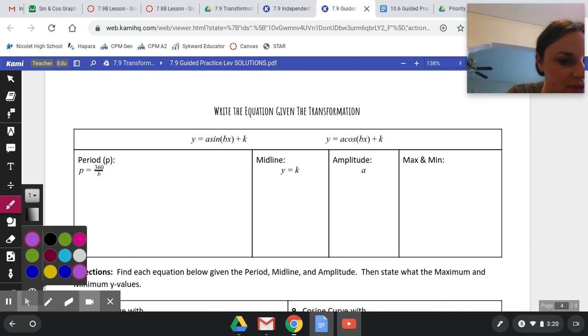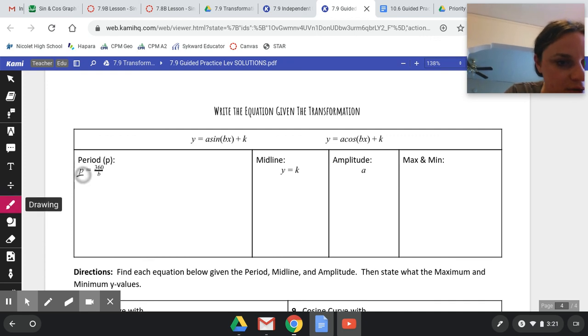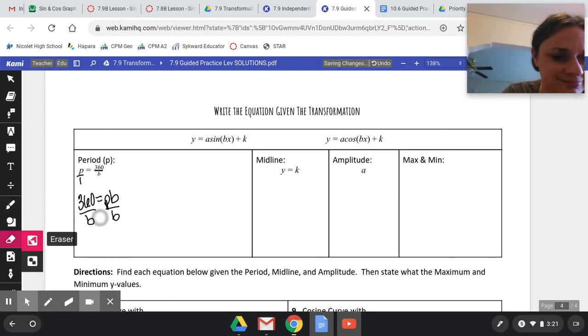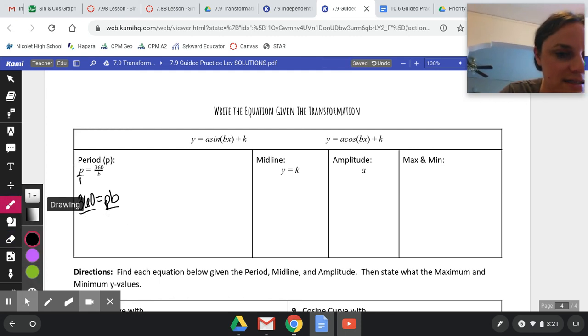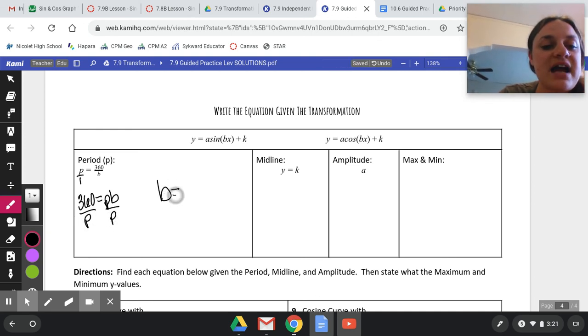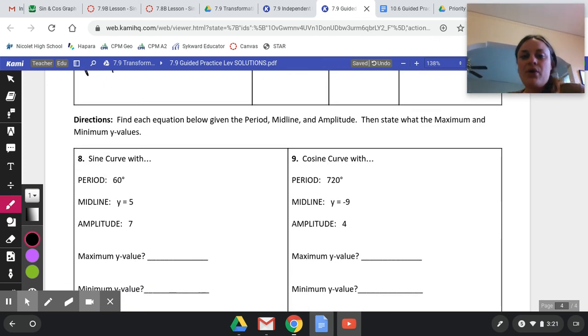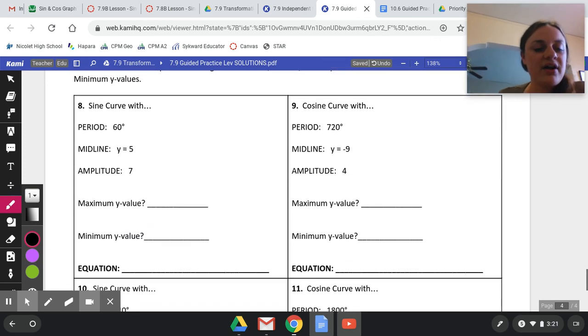If I were to just put the P over 1, I would get 360 equals PB. I want to solve for b because that's what I'm going to use to write my equation. So divide by p because I want to get b by itself. So my b value is actually equal to 360 divided by the period. Now we are going to go over a couple together and then you can try your own.